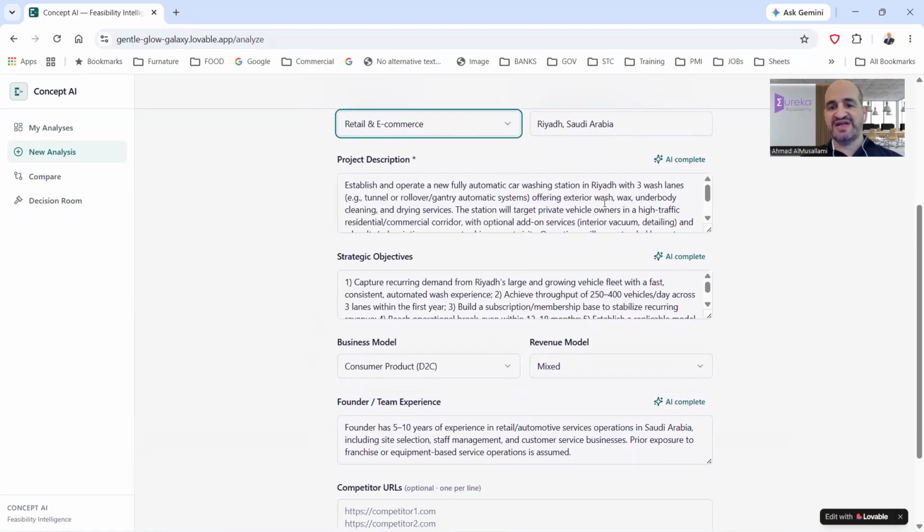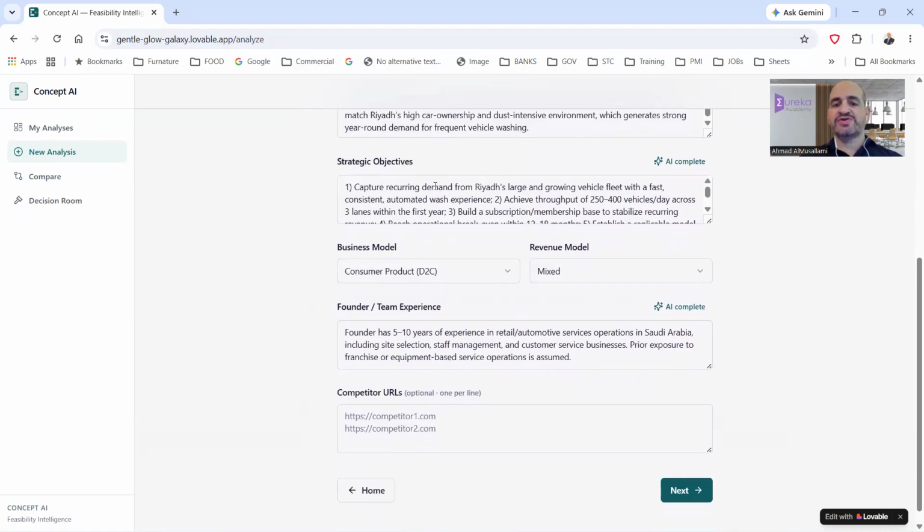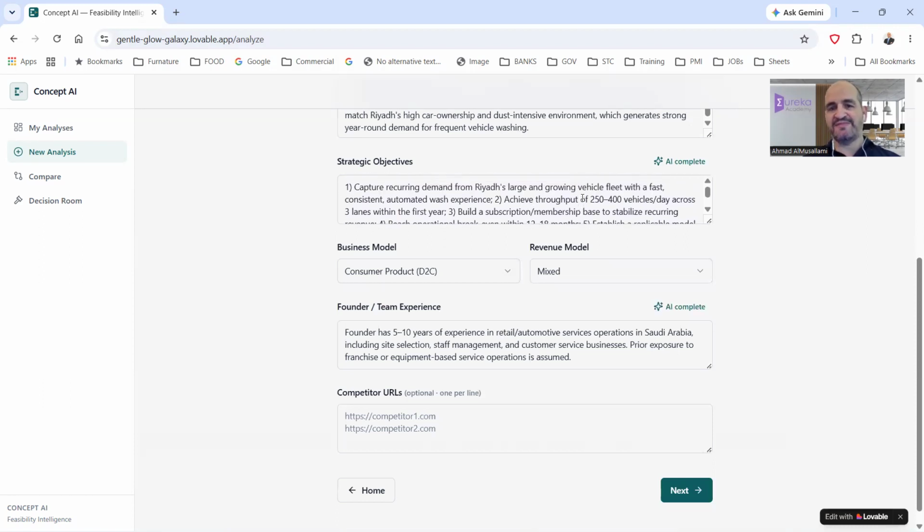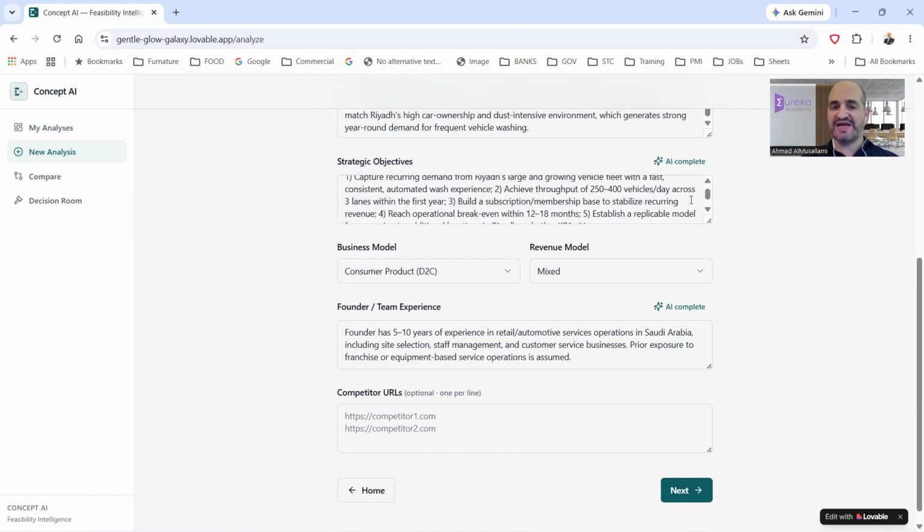Project description, there is a detailed description about what this project is, and also strategic objectives to be met. And reviewing these objectives, I can see that they are feasible and they're matching and make sense. Achieve a throughput of 250 to 400 vehicles per day, for example. Okay.